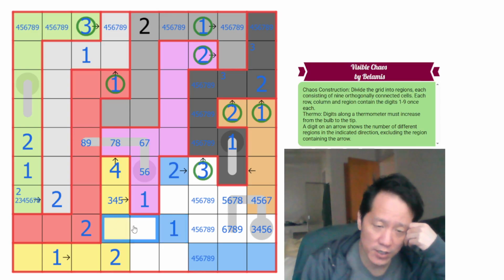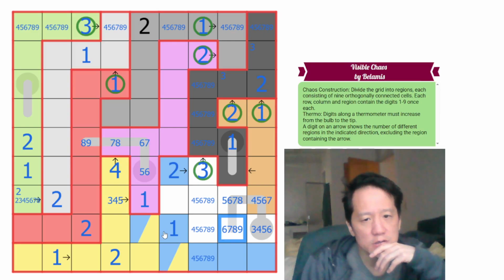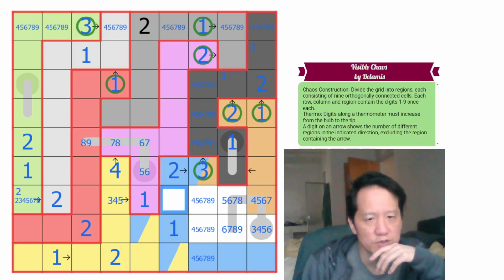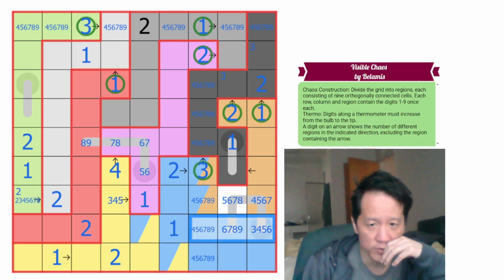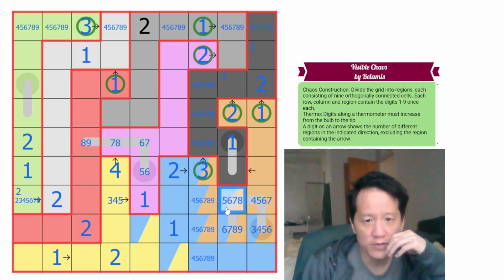So yellow's either here and here, or it's here and here. So either way, this is yellow. And both of these could be yellow or blue. We're not sure which. This is blue or orange. This has to be blue because it would cut off if it were orange. This could be blue or orange. This doesn't have to be blue necessarily. It could be blue or orange. Any of these are blue or orange.